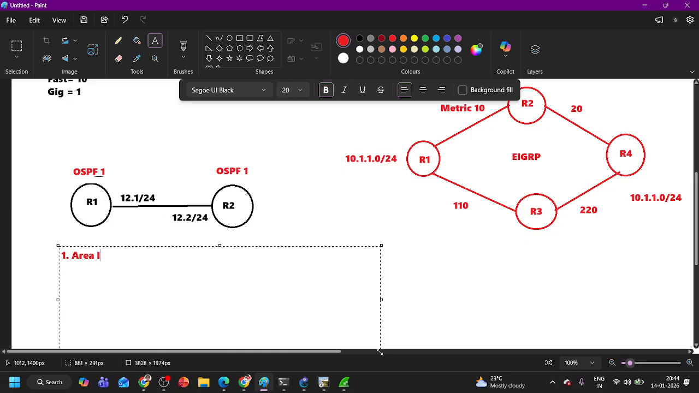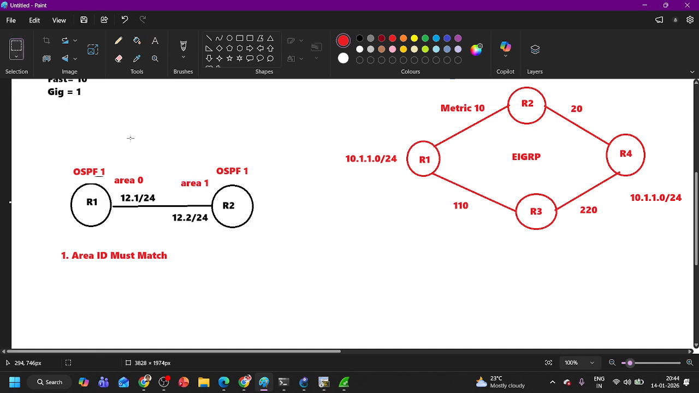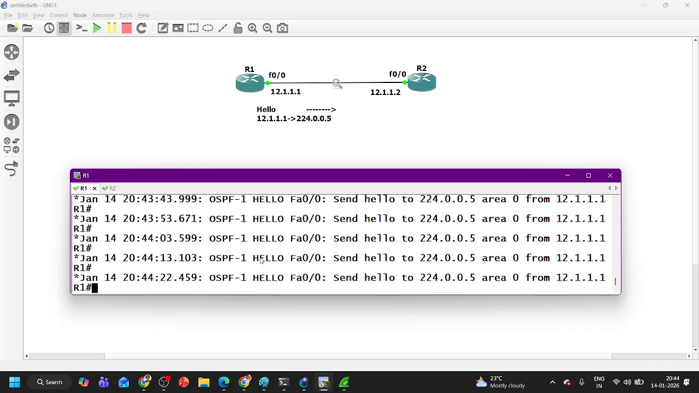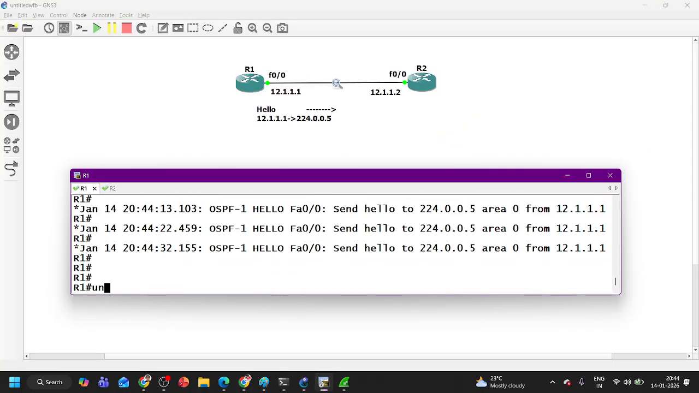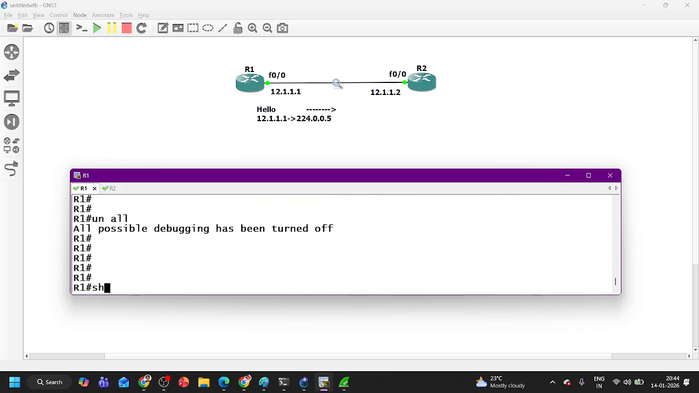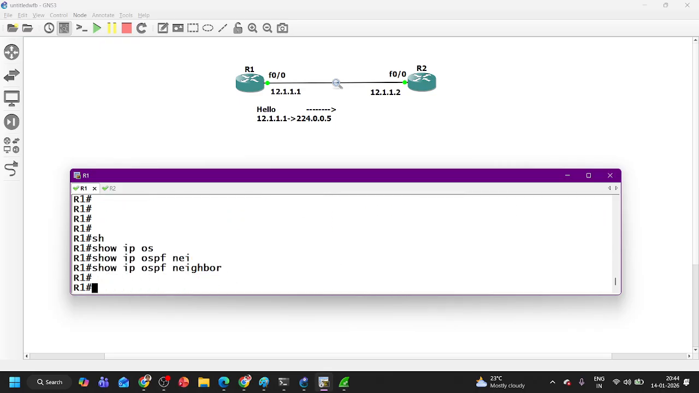Area ID must match, must be the same. Let's suppose on router number 1 you have configured area 0, and on router number 2 you have configured area 1. Will OSPF neighborship come up between R1 and R2? The answer is no. Even I have not configured R2 till now. So with show ip ospf neighbor, you can see we don't have any neighborship.